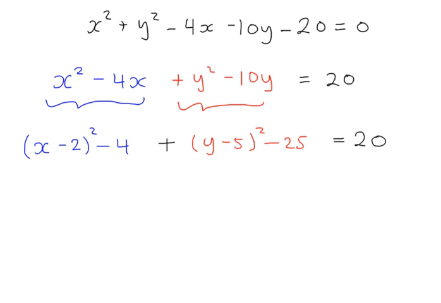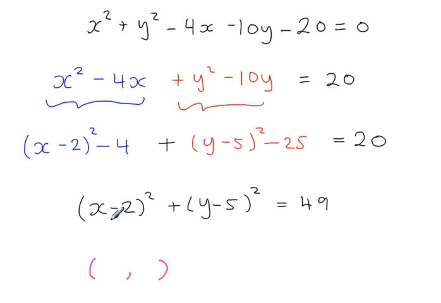And now, taking all the constants to the right hand side, on the left hand side that leaves x minus 2 squared plus y minus 5 squared is equal to 49. So the center of the circle will have coordinates, so that's minus 2, so the opposite sign to that would be plus 2, that's minus 5, the opposite to that is plus 5. The 49 is r squared, so the radius is equal to 7.